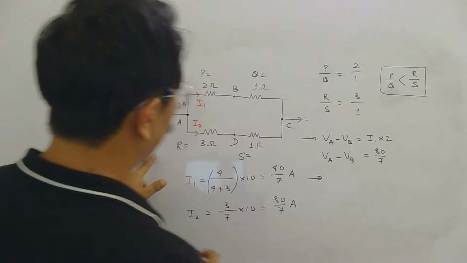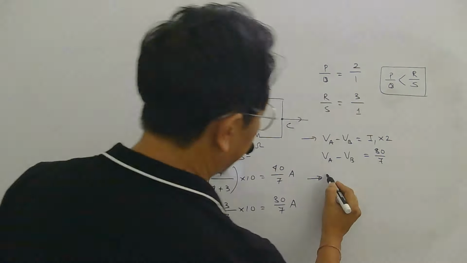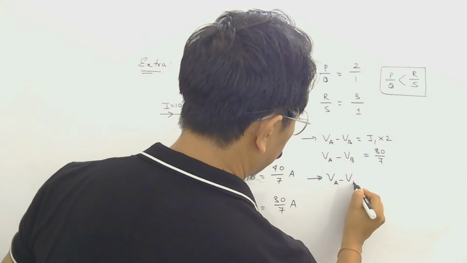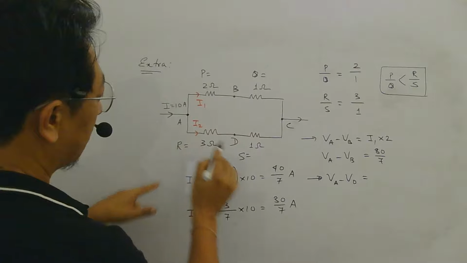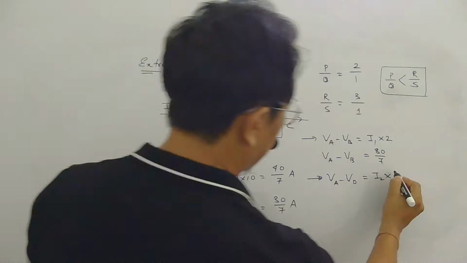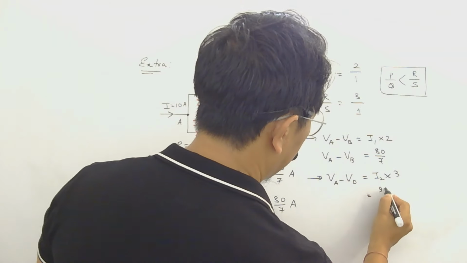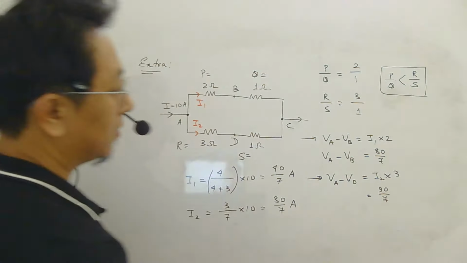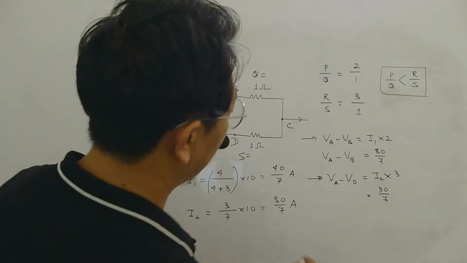Similarly, let me find the potential difference between point A and point D. So VA minus VD will be by Ohm's law. Here you apply I2 into R. What is R of this resistance? 3. Current I2 was 30 by 7, so this will be 90 by 7. So this is VA minus VB, this is VA minus VD.